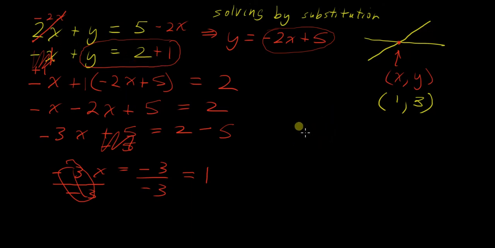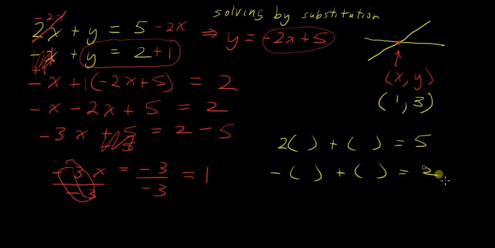Now, just to make the point, let's go ahead and test it. So here where the variables are, I'm going to put a parenthesis because I'm going to plug these in. So all I did was recopy the original system, and now we're going to test this point to see if it really makes both of them true. So according to this, x is 1. So there are the x's, and y is 3.